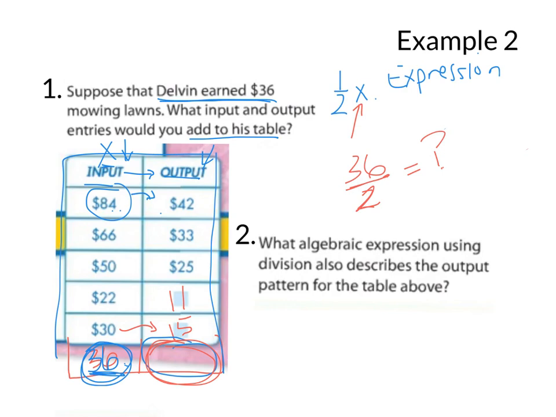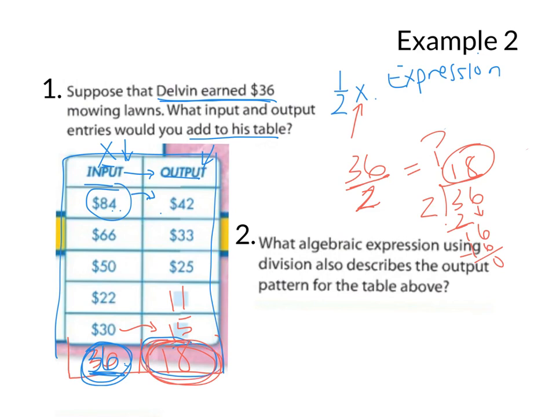So 36 divided by 2 is what? Well, if you divide this out, you know you get 18. If you divide 36 by 2, you'd put 18, and then you have your answer. He should add these two to his table.